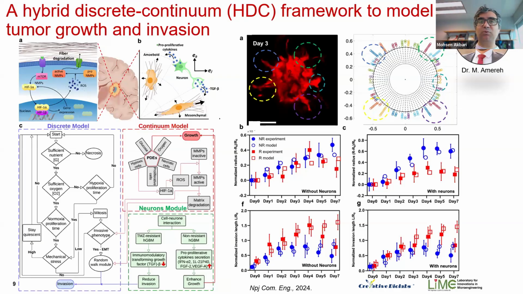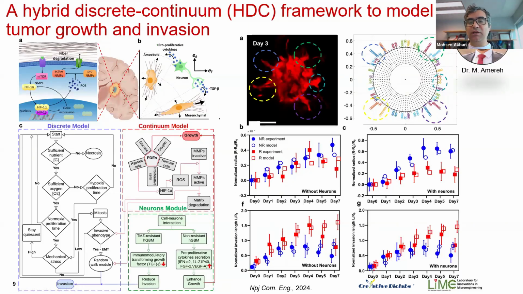And then we validated the model with our Tumoroid-on-a-Chip platform to ensure accuracy. The validation showed that the data, as you can see here in both the filled symbols and the different colors, all with neurons and without neurons for both temozolomide-resistant and non-resistant cell populations, we achieved very good and remarkable accuracy in terms of modeling the changes in the tumor size, and also invasion patterns and invasion length.